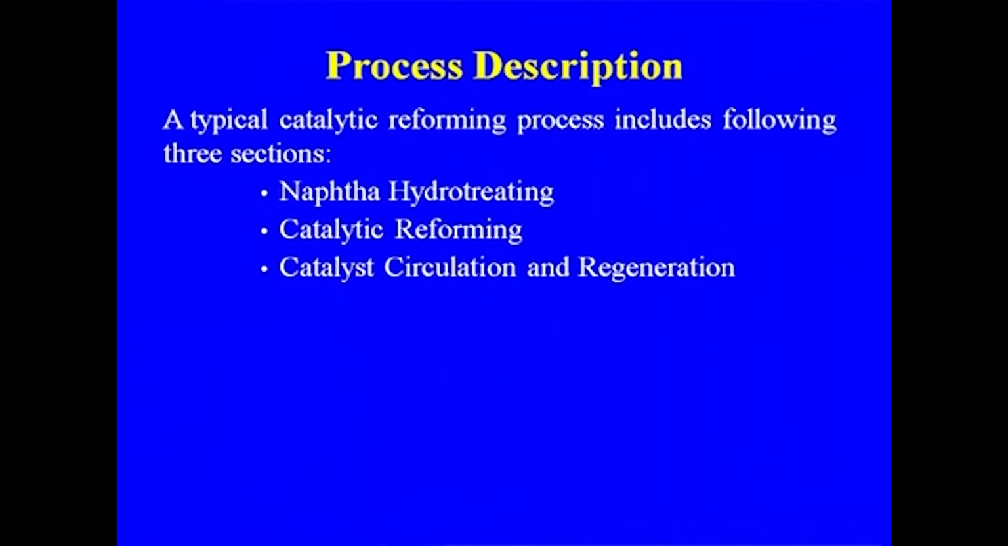These are the various steps involved in catalytic reforming: naphtha hydrotreating, catalytic reforming, catalyst circulation and regeneration. These are some of the reactions: dehydrogenation, the main reaction, isomerization, dehydrocyclization of the paraffins, and the hydrocracking reaction that is taking place simultaneously, because it is a high temperature environment, and that is the undesirable part.